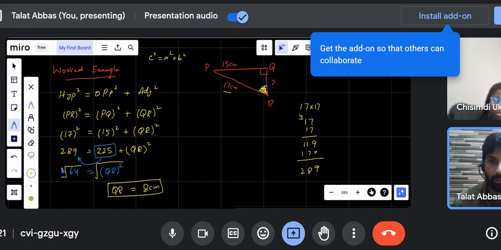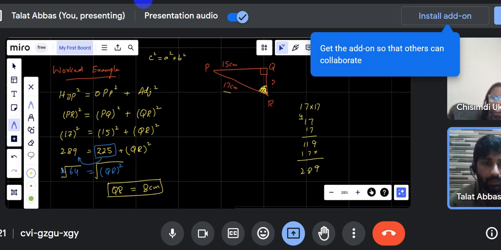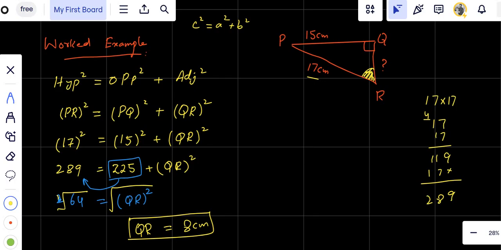So how is it? Is it easy now? Yeah, it is easy. So this was a very basic question, and now I'm going to solve a question in which we have composite figures, like more than one triangle combined in the same figure, right? So let me take another example.